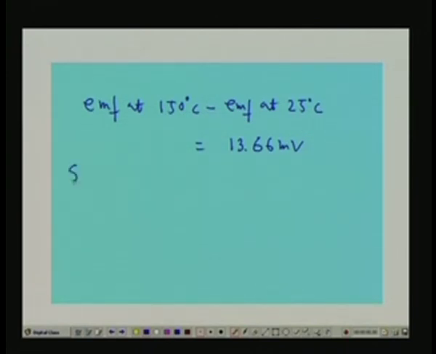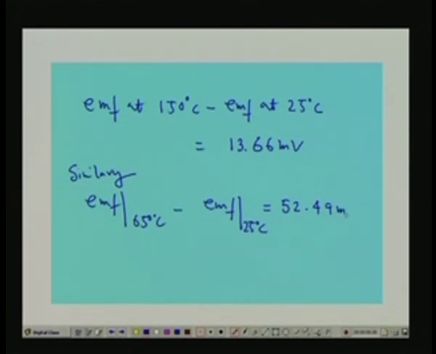Similarly, the measured voltage at 650 degree centigrade is EMF at 650 degree centigrade minus EMF at 25 degree centigrade. So this will give you the value 52.49 millivolt.